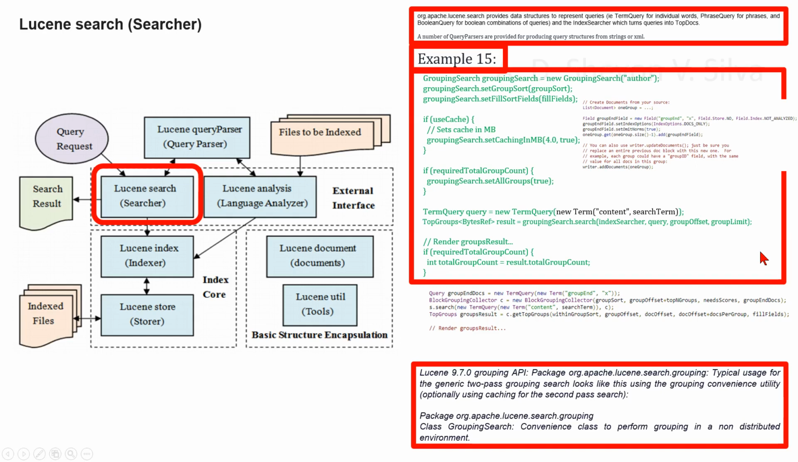The known limitation: sorting is not directly supported, though it is not too difficult if you can merge top groups and the top documents per group yourself. A typical usage for a generic two-pass grouping search looks like this, using the grouping convenience utility, optionally caching for the second pass search.